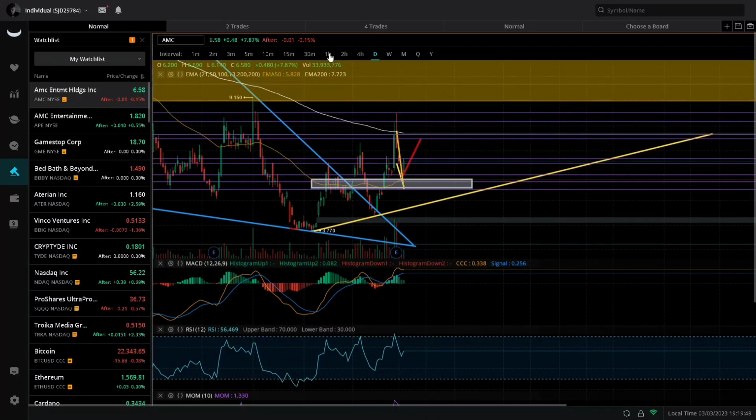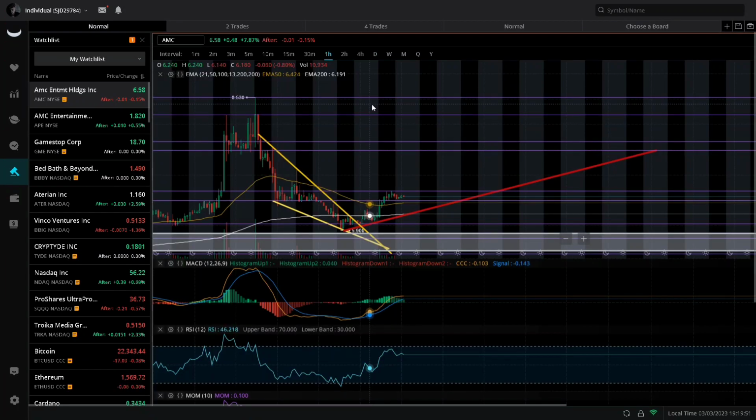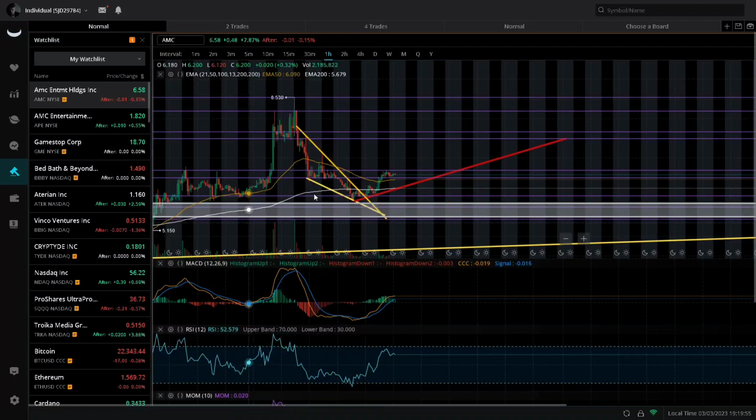Now that we got that bounce on the smaller time frame, you guys can see that we are going to remain in this uptrend, and this uptrend is remaining intact on the smaller time frames and on the larger time frames. So falling wedge is a way that you can tell if an uptrend is still bullish.